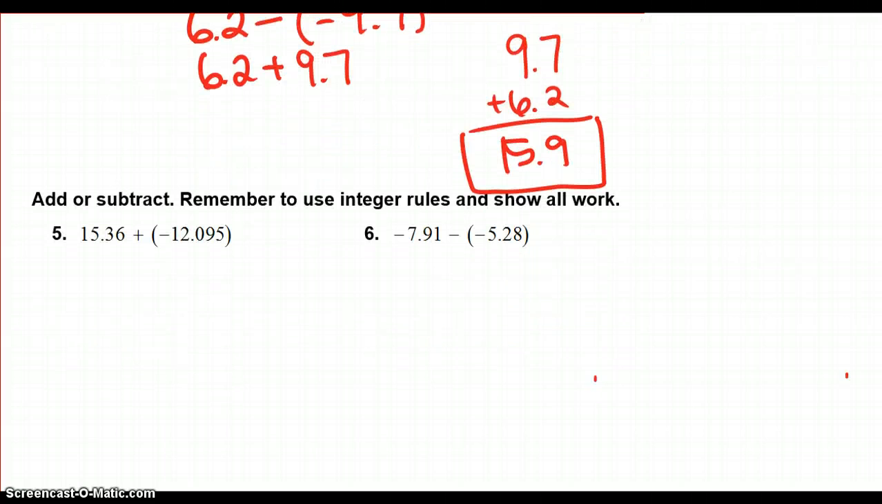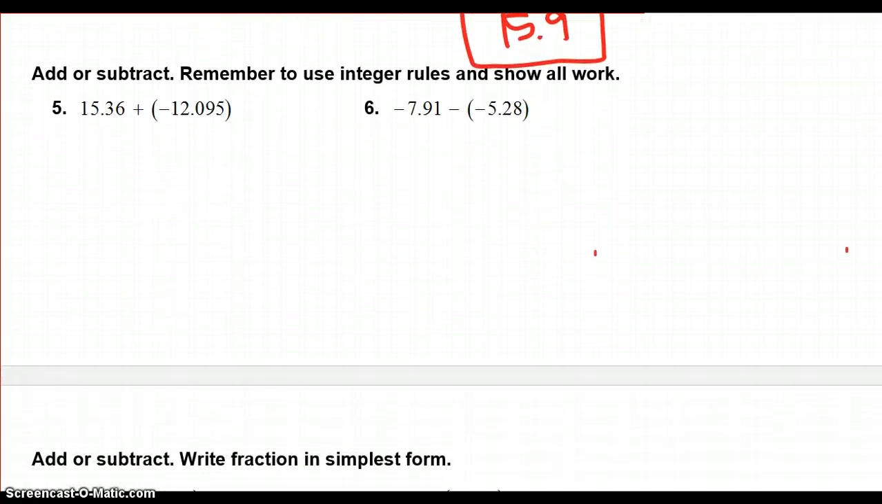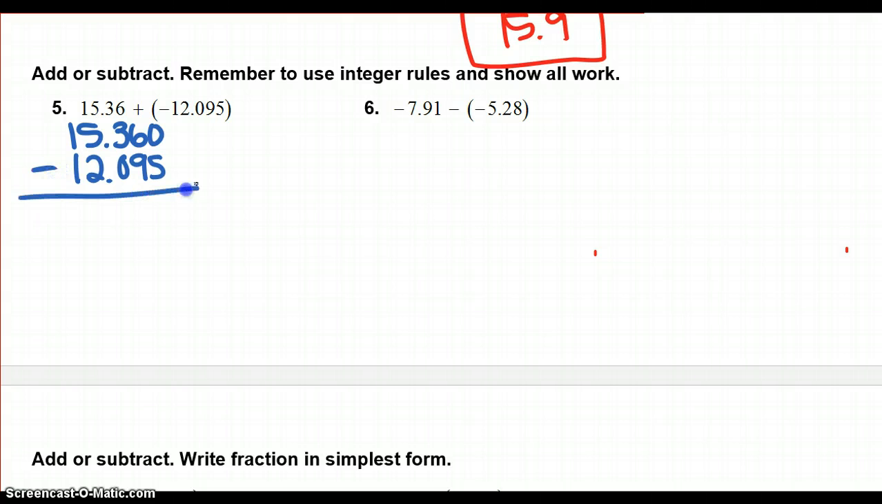Number 5, add or subtract, use integer rules. This is already an addition problem, so I don't have to change it to anything. My signs are different, and when my signs are different, I subtract the big number minus the small number. Okay, you're going to have to add an extra 0 there because remember with subtraction, I have to line up the decimals. So when I subtract these two numbers, I get 562.3. What sign do I keep? I keep positive because the absolute value of 15.36 is bigger than the absolute value of 12.095.